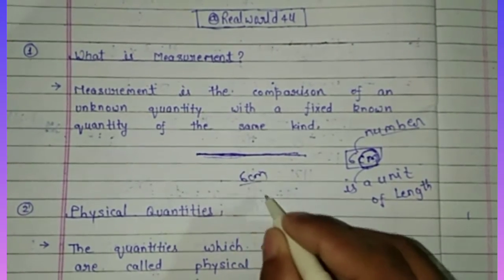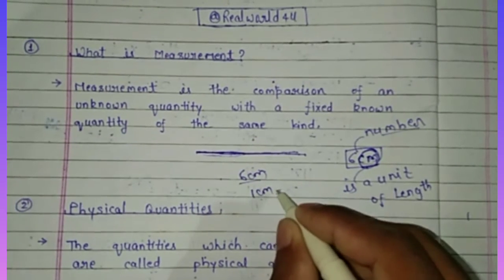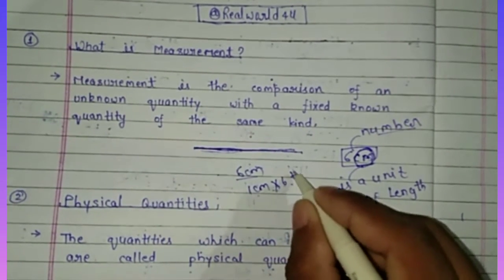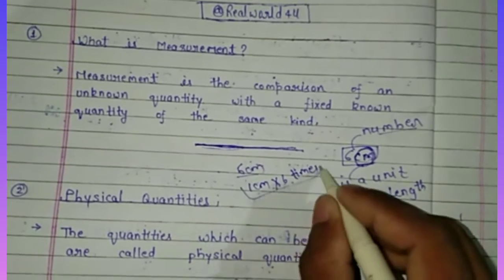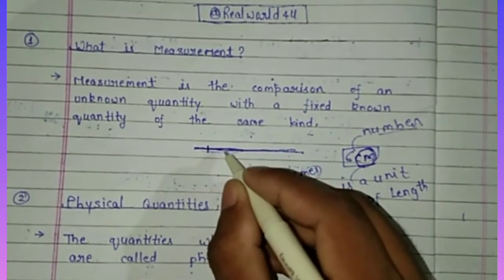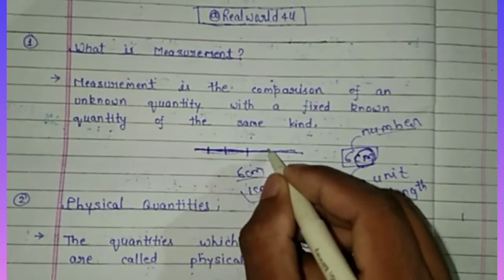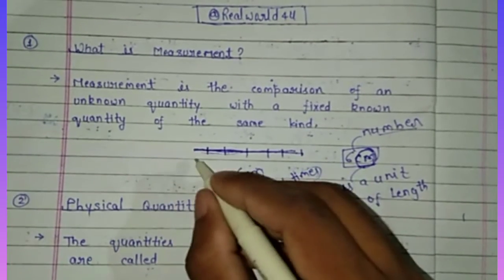6 centimeter means 1 centimeter into 6 times. Okay, we have one unit, 1 centimeter, into 6 times. 1, 2, 3, 4, 5 and 6 centimeters.